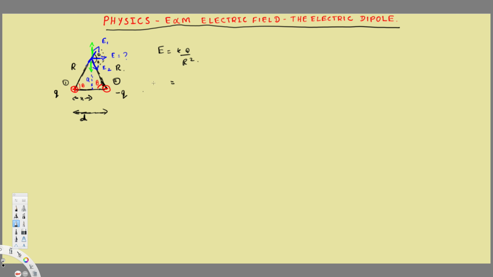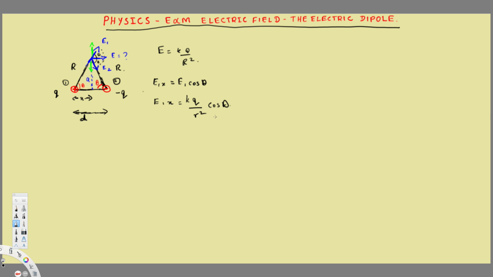If this is theta, this is also going to be theta. You can think of it as a C shape. So I can say E1x. If we want to calculate E1x, I can say E1x is equal to E1 cos theta, right? E1 cos theta, and E1 is kq over r square. So E1x is kq over r square cos theta.